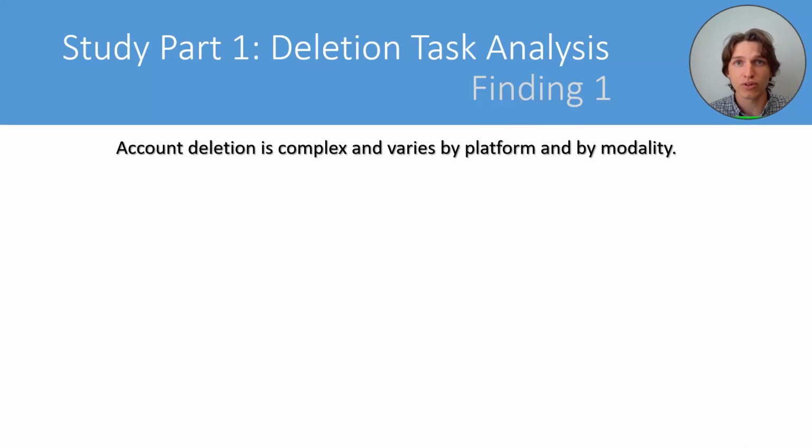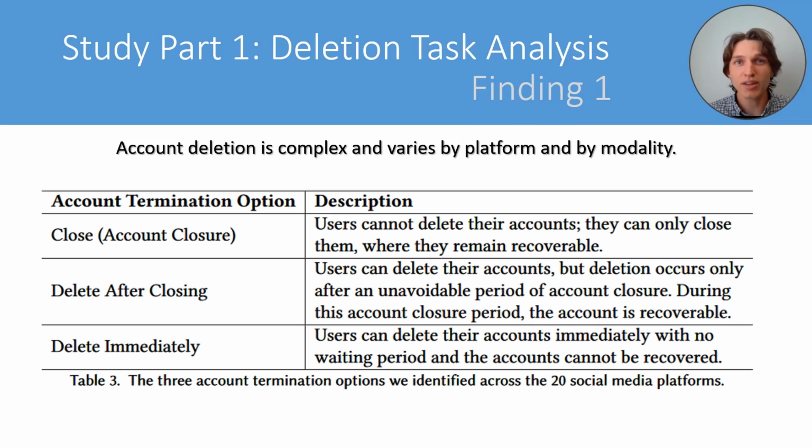Account termination does not always result in a deleted account, one of the many complexities and inconsistencies we found across platforms. We identified 3 main termination options that are offered to users, shown on the table. Close puts your account in an in-between state where it remains recoverable. Delete after closing will delete your account, but after a forced grace period of closure. And delete immediately will delete your account with no waiting period. The main differences amongst the options are when any deletion occurs and whether the account is fully deleted or left in a somewhat deleted, recoverable state.